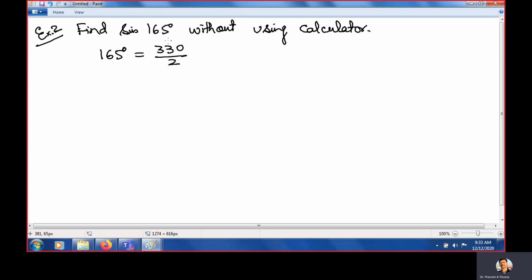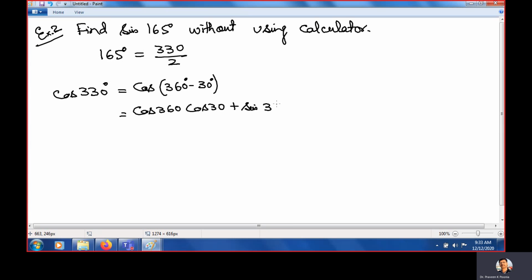What is the first formula? Because it is a half angle, first we find it. Sorry, here the cosine formula we will use. So cos 330. Cos 330 means cos of 360 minus 30 degrees, and it is cos(A minus B), which is cos A cos B plus sin A sin B.